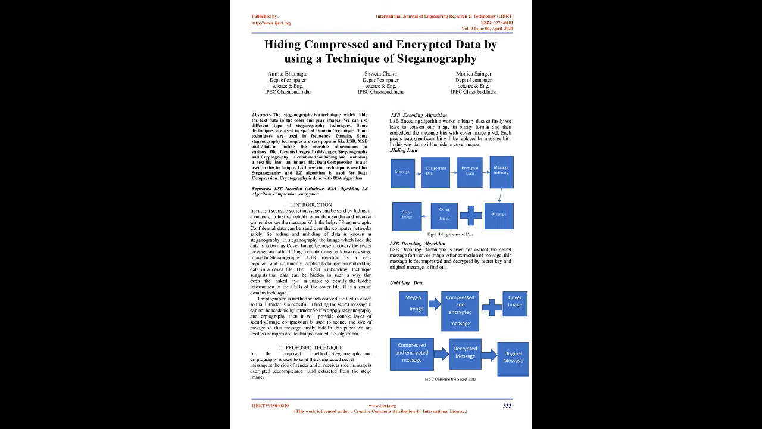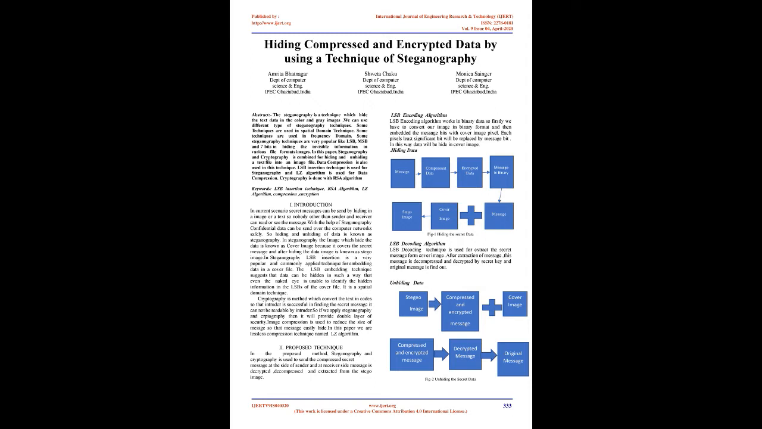Some steganography techniques are very popular, like LSB, MSB, and 7 bits, in hiding invisible information in various file formats, such as images. In this paper, steganography and cryptography are combined for hiding and unhiding a text file in an image file. Data compression is also used in this technique. LSB insertion technique is used for steganography, and the LZ algorithm is used for data compression. Cryptography is done with the RSA algorithm. Keywords: LSB insertion technique, RSA algorithm, LZ algorithm, compression, encryption.